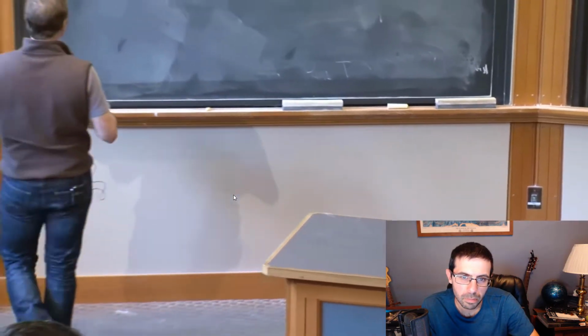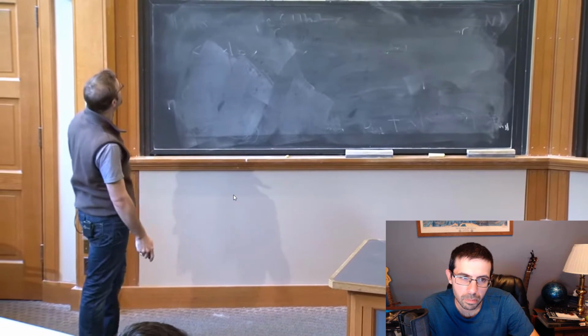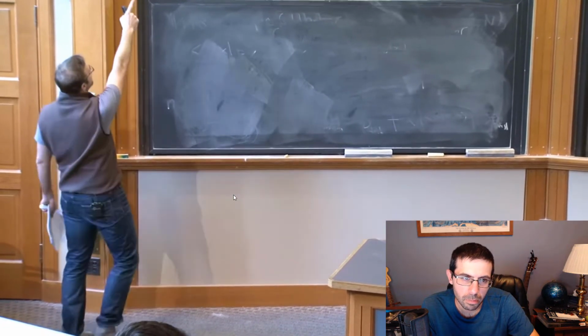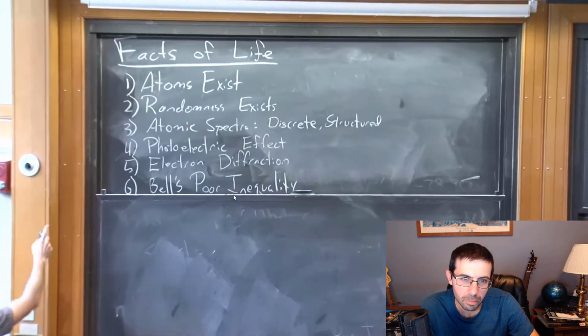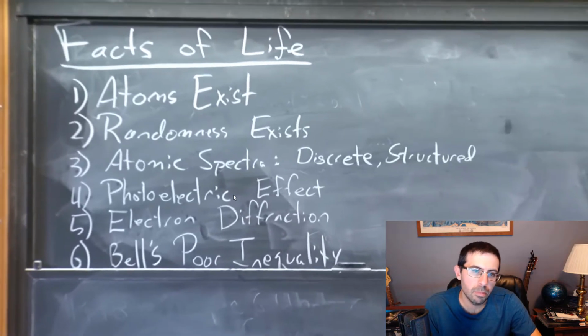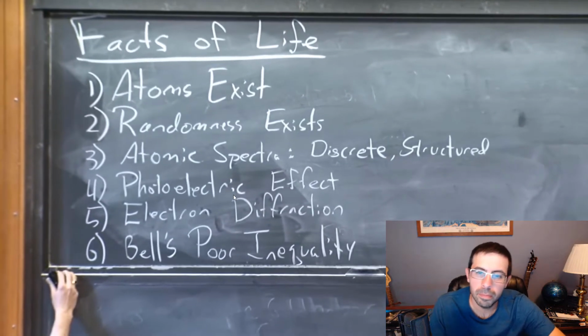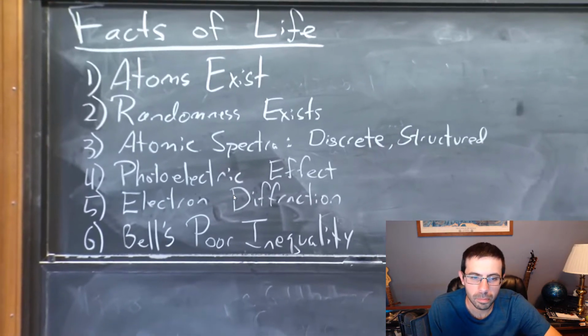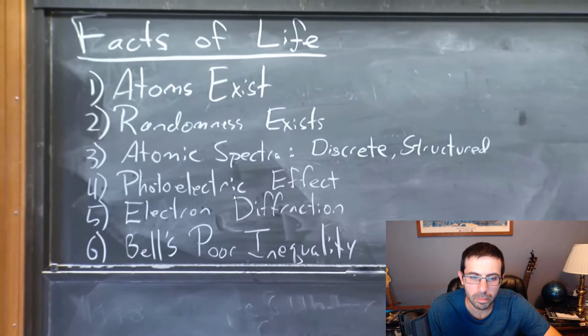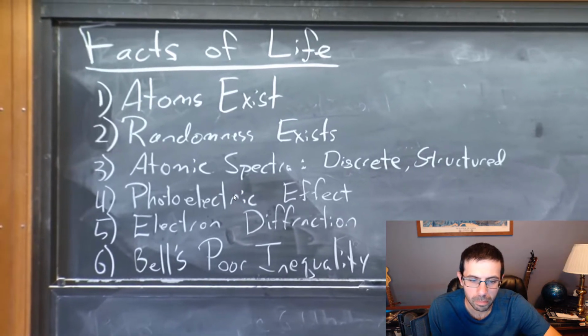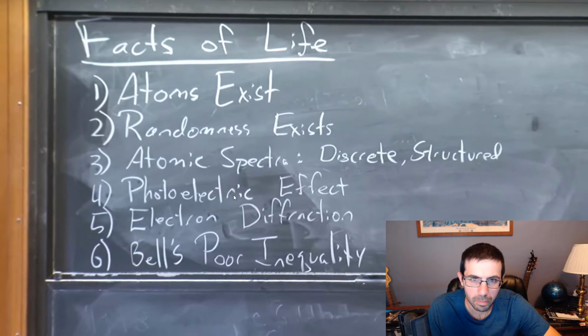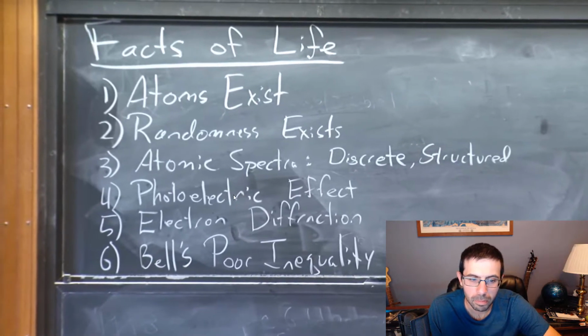So we'll start off with, let me just outline them. First fact, atoms exist. I'll go over some of the arguments for that. Randomness, definitely present in the world. Atomic spectra are discrete and structured. We have a photoelectric effect, which I'll describe in some detail. Electrons do some funny things, in particular electron diffraction. And sixth and finally, Bell's inequality, something that we will come back to at the very end of the class, which I like to think of as sort of a frame for the entirety of 8.04. Okay.